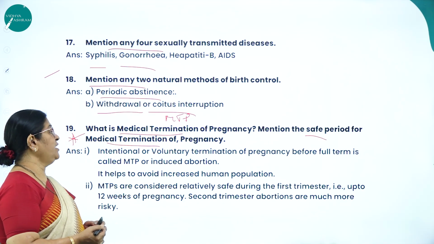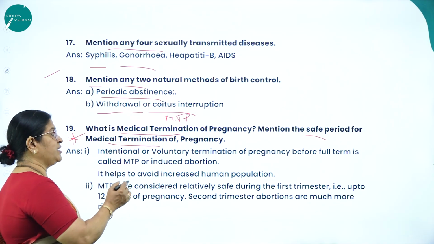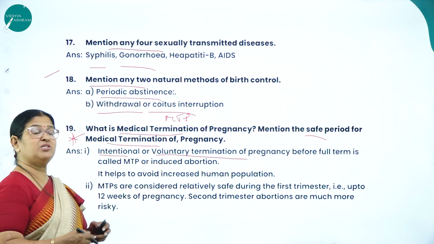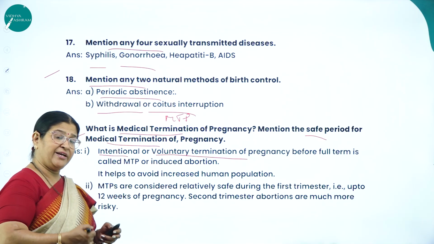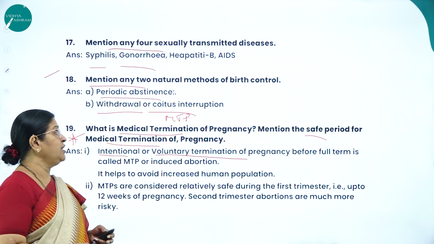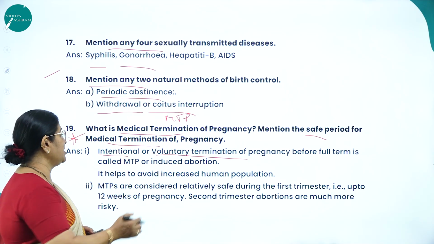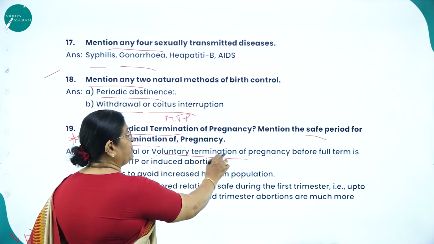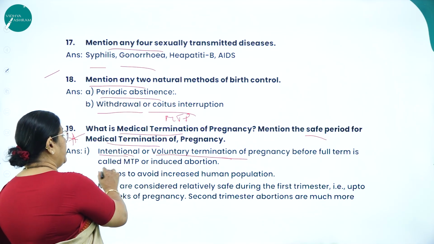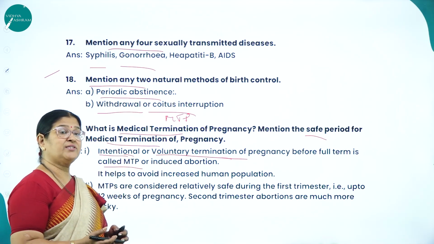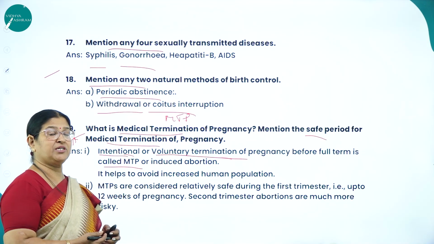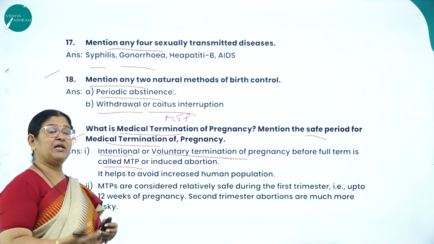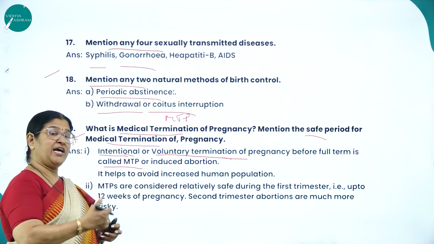So as I already said, what is medical termination of pregnancy, or intentional or voluntary termination of pregnancy? A female is pregnant but she doesn't want to carry it forward, so she doesn't want that child, so then she goes for an MTP. That is called intentional, wantingly, and voluntary termination of pregnancy before full term. As I already said in the previous chapter, human reproduction, in human the gestation period is 9 months. So before the female completes her gestation period, she has to go for MTP.